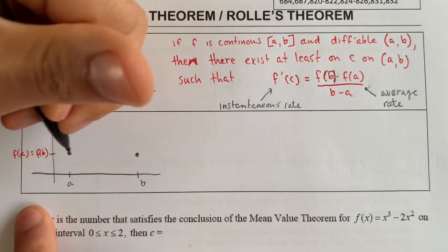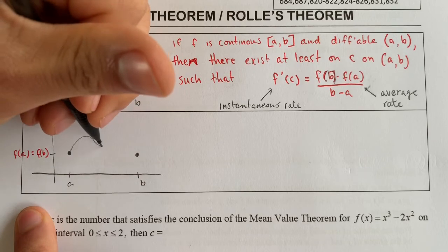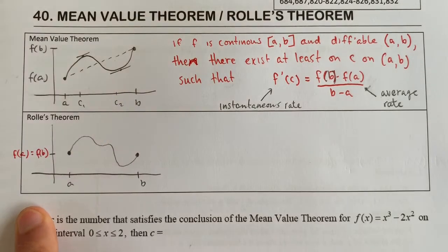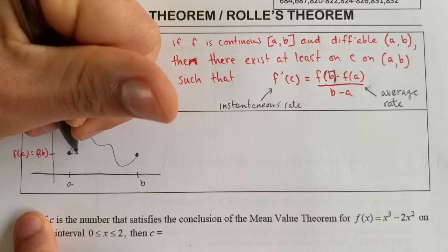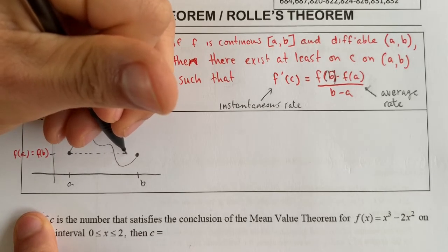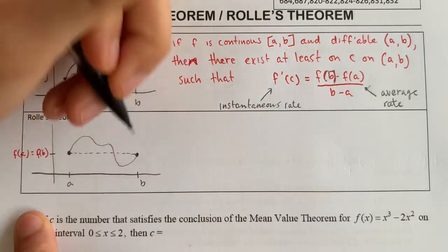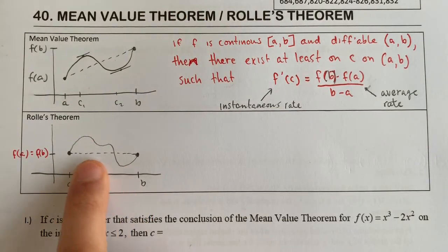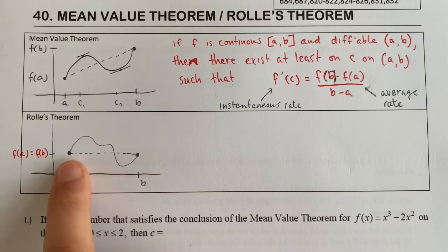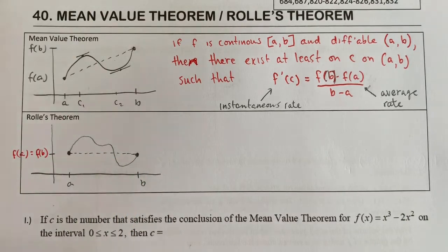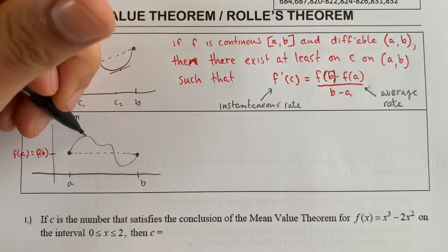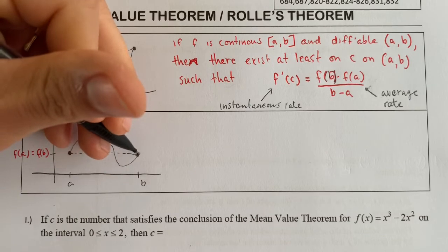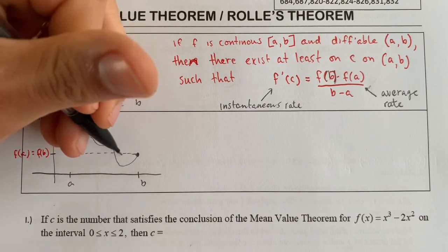Well, what that would mean is, let's say our graph goes like this, something like that. The average rate, by connecting the secant line from start to finish, would be a slope of 0 every time f of B is the same as f of A. So therefore, it's proving that there exists at least some other instantaneous rate of change on this curve that also has a slope of 0.